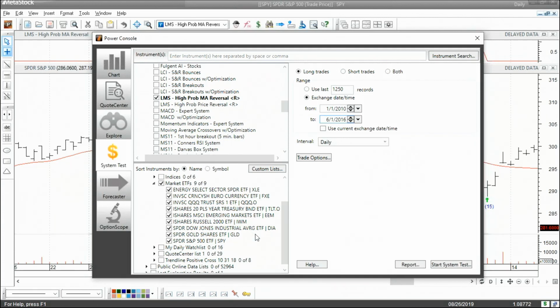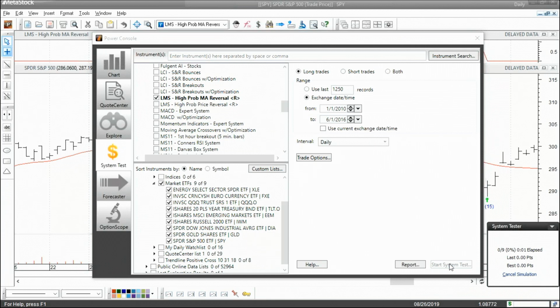So they chose those 9 to kind of give us a broad representation of how this might perform over a lot of different types of markets. So that's what we're going to do next, is we're going to test this strategy over 2010 through 2016 using those 9 securities. So again, I'll click on my start system test and we'll begin this process and we'll see what we come up with here.